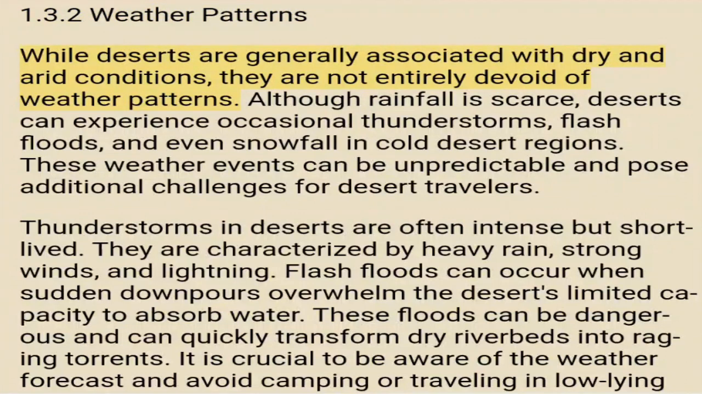weather patterns. Although rainfall is scarce, deserts can experience occasional thunderstorms, flash floods, and even snowfall in cold desert regions. These weather events can be unpredictable and pose additional challenges for desert travelers. Thunderstorms in deserts are often intense but short-lived. They are characterized by heavy rain, strong winds, and lightning. Flash floods can occur when sudden downpours overwhelm the desert's limited capacity to absorb water. These floods can be dangerous and can quickly transform dry riverbeds into raging torrents.